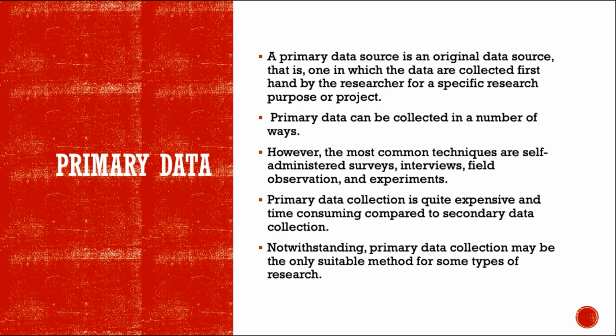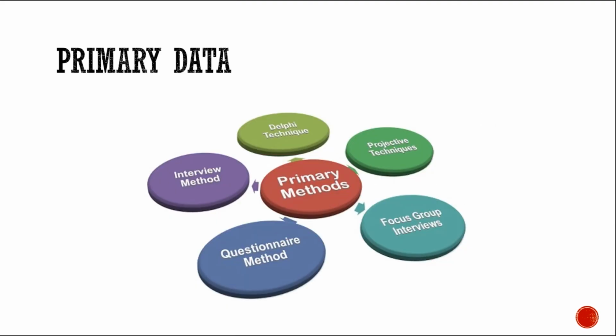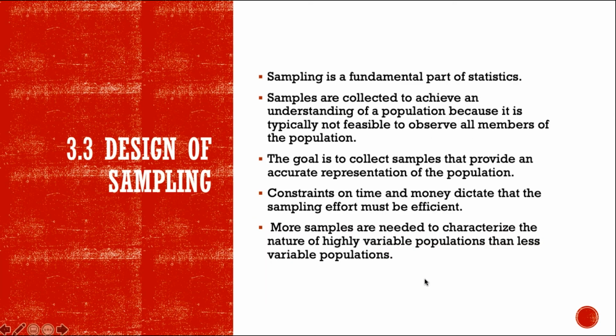And primary data collection may also be the only suitable method for some types of research, as I say, if you have defined or measured a variable in a way that does not have that type of data. So as I say here, this type of data or primary data analysis, interviews, questionnaire, focus group discussion, and others. Well, now, what is the design of sampling?